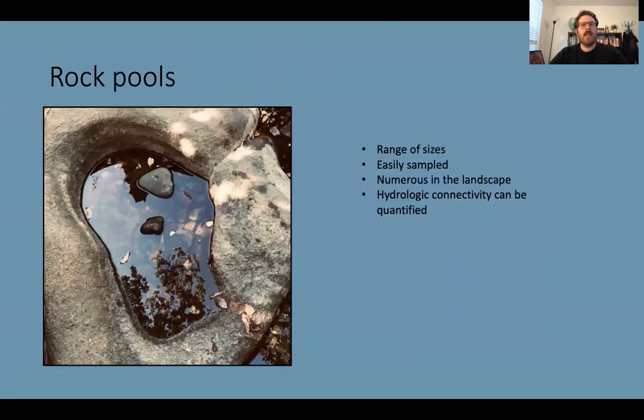Rock pools are an ideal system for addressing our question because they come in a range of sizes, they're easily sampled, and numerous in the landscape. Additionally, their hydrologic connectivity can be quantified, which I'll touch on later in this presentation.